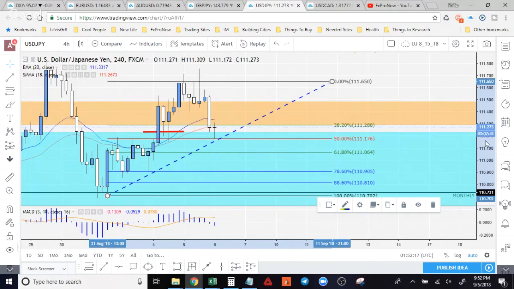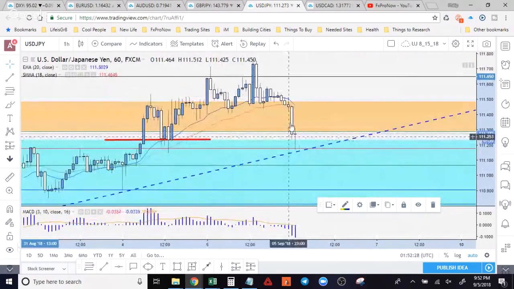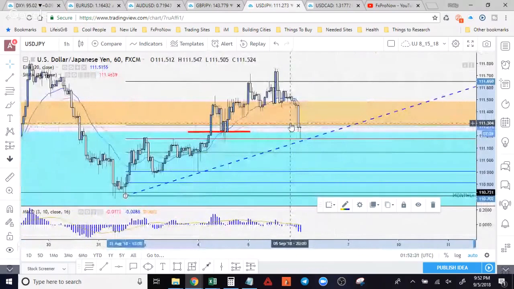Okay, so we see 4 hour, there's this 4 hour candle that literally just started. I was going to say this is seller's exhaustion, but that's not true. The candle just started, right? So being the fact that it got to the 38.2, now I'm going to be looking for my buys.